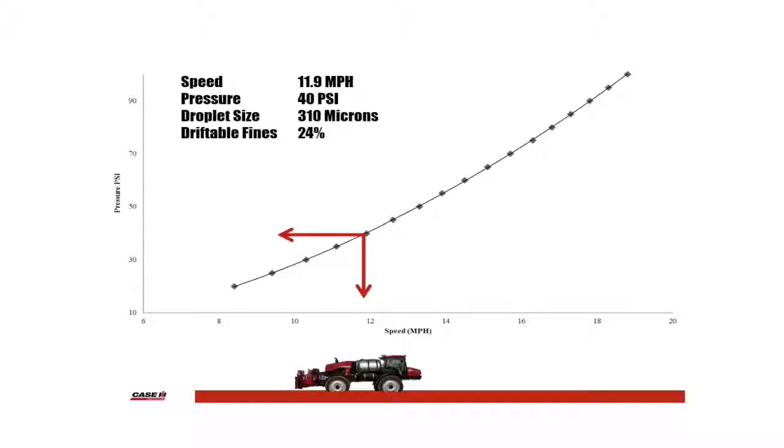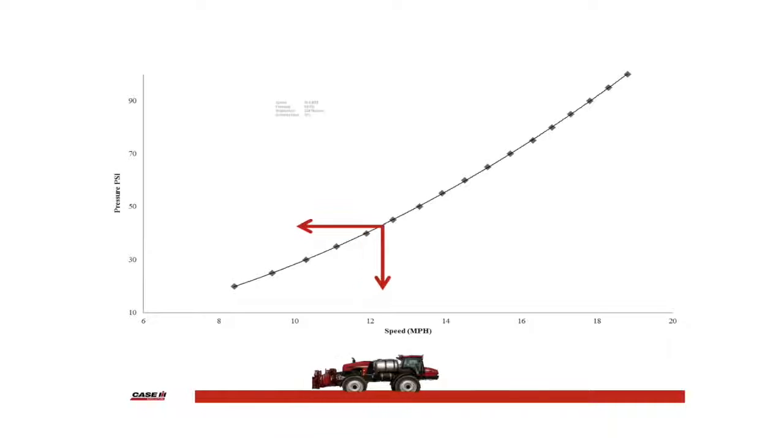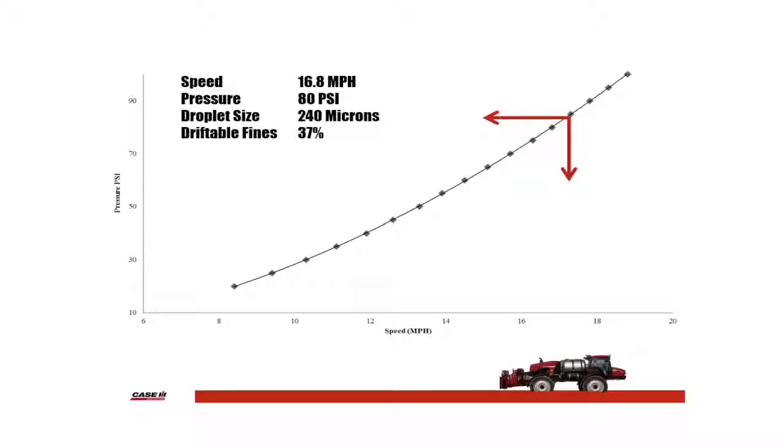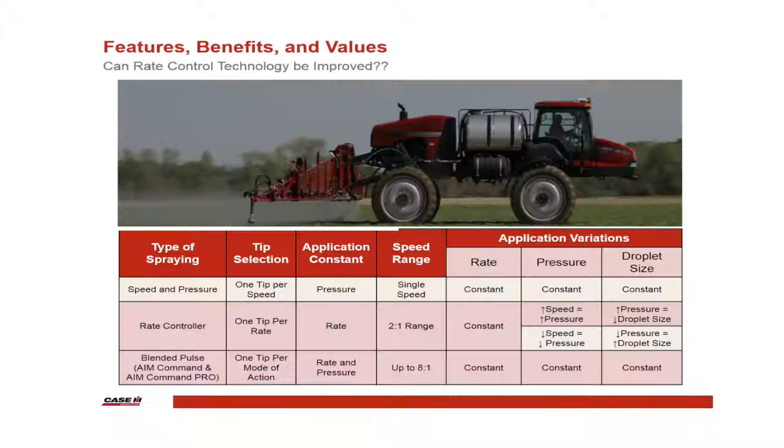This chart also illustrates the 2-to-1 speed range of a conventional spray application. Starting speed was 8.4 miles per hour and ending at about 16.8. This illustrates the biggest downfall of a rate-controlled sprayer. The ability to vary speed is twice that of a speed and pressure sprayer, but this is still a limiting factor. Blended pulse technology changed the application industry forever.